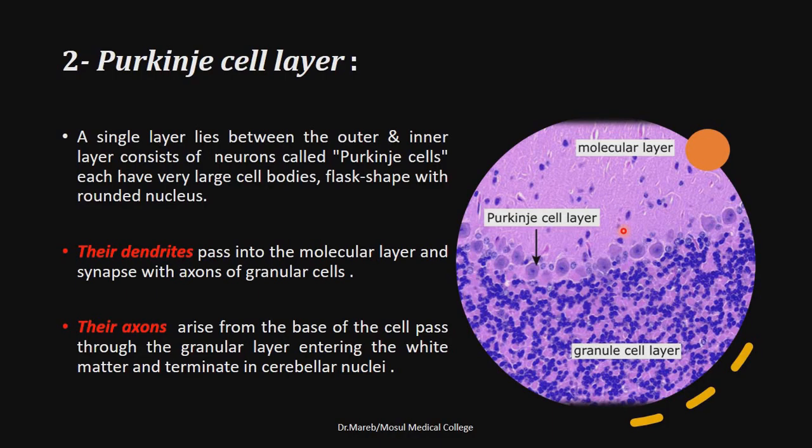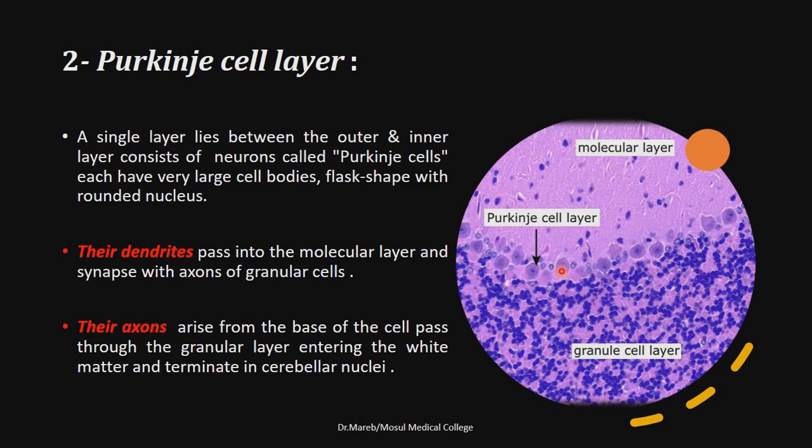Now the second layer is called the Purkinje cell layer. Again, this is the molecular layer. Below it is a single layer of cells, and these cells lie between the outer molecular and inner granular layers and consist of neurons, which are multipolar and called Purkinje cell neurons. Each cell has a large cell body. They are flask-shaped with a rounded nucleus. This is the nucleus of them.